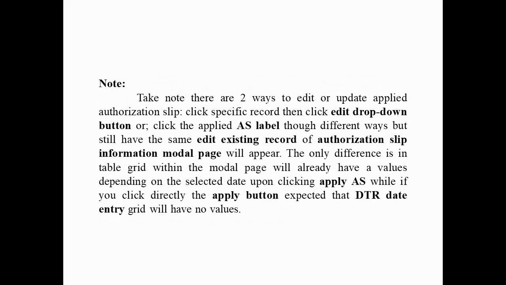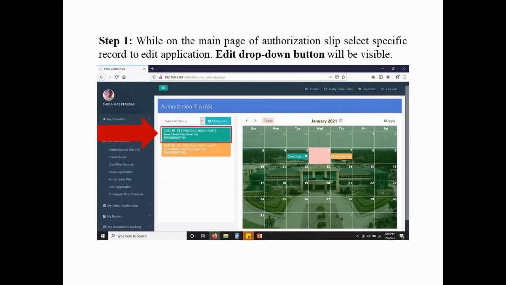Take note, there are two ways to edit or update applied authorization slip. Click specific record, then click Edit drop-down button, or click the Applied AS label. Though different ways, they still have the same edit existing record of authorization slip information modal page will appear. The only difference is in table grid. Within the modal page, will already have values depending on the selected date upon clicking Apply AS, while if you click directly the Apply button, expected the DTR data entry grid will have no values.